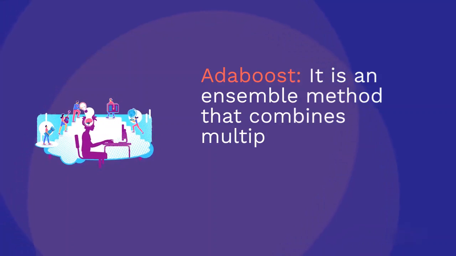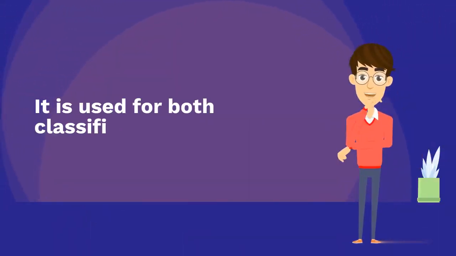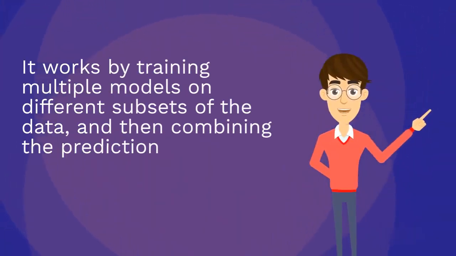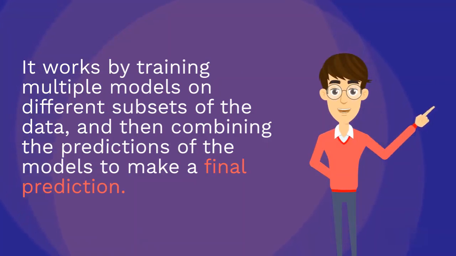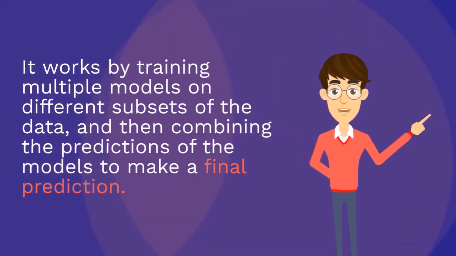AdaBoost. It is an ensemble method that combines multiple weak models to create a strong model. It is used for both classification and regression problems. It works by training multiple models on different subsets of the data, and then combining the predictions of the models to make a final prediction.